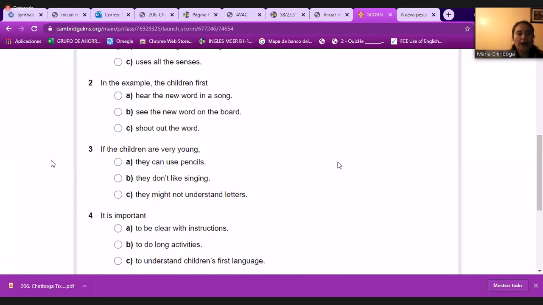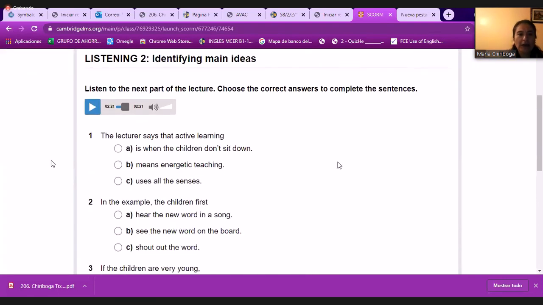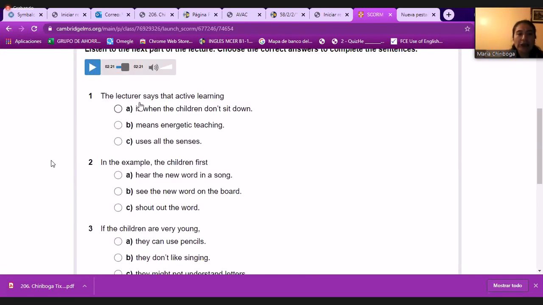Well done, my dear students. Let's check. What is the answer? The lecturer says that active learning, what is the best option? Literacy. Okay, let's put uses all sentences. Active learning. What are the five senses? Who knows? People have five senses. That is science. Tell me the five senses we have.